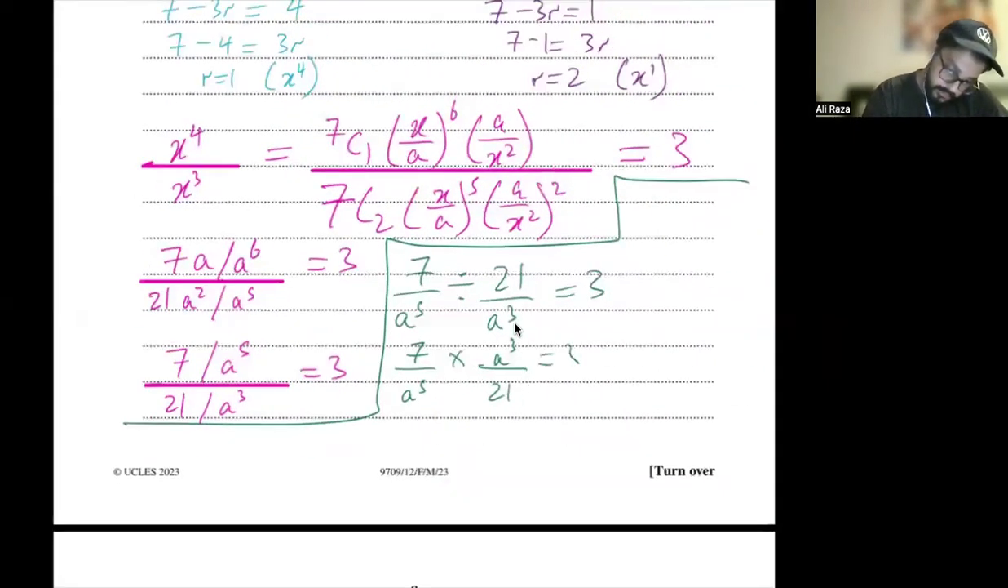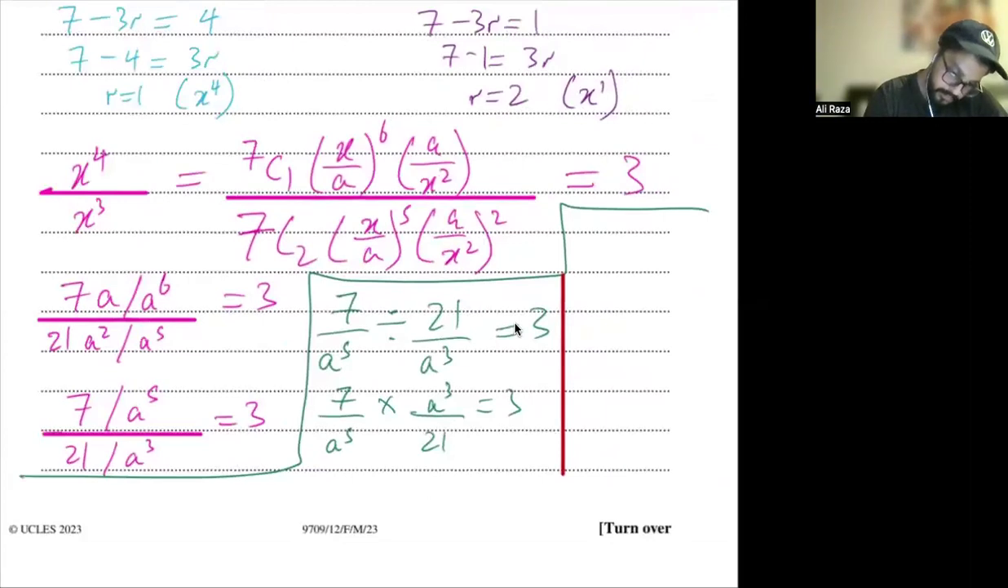So this simplifies to 1 upon 3a square after cancellation is equal to 3. I'll shift this a square to the other side by cross multiplication. So a square is equal to 1 over 9.